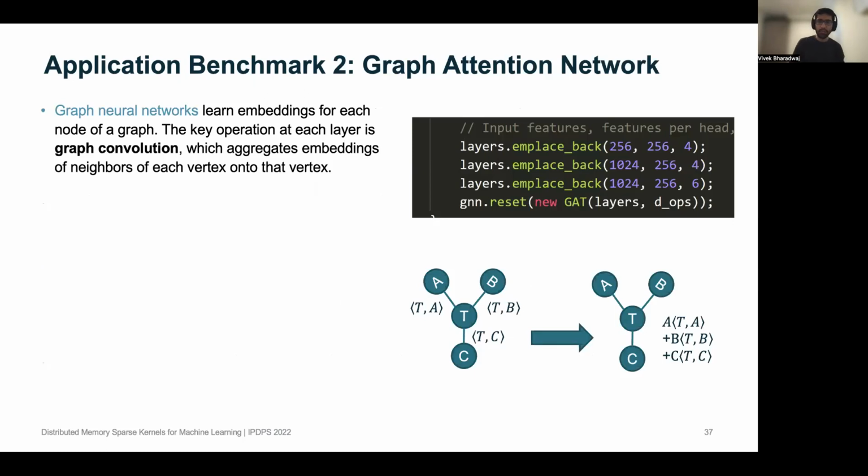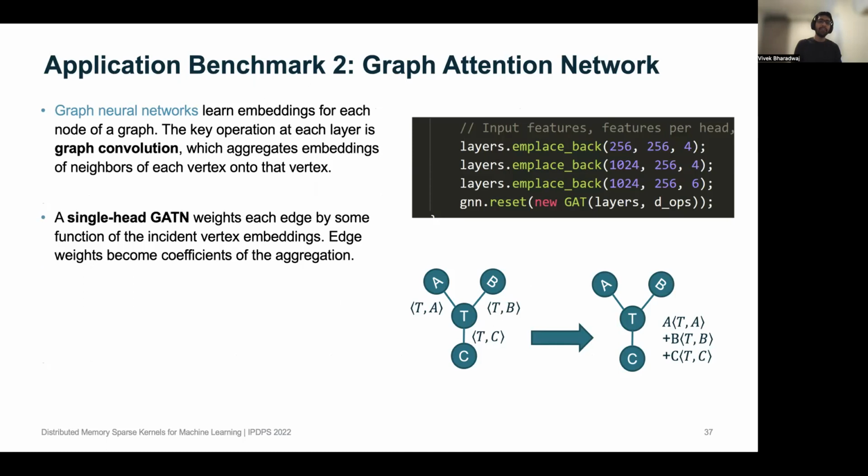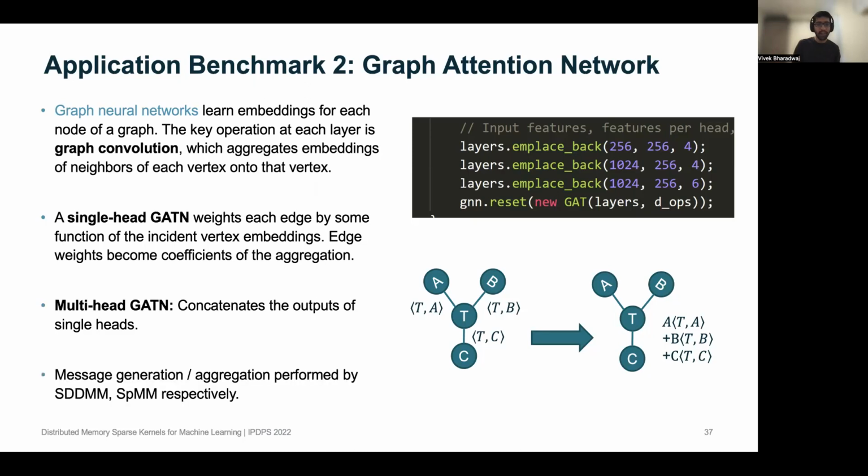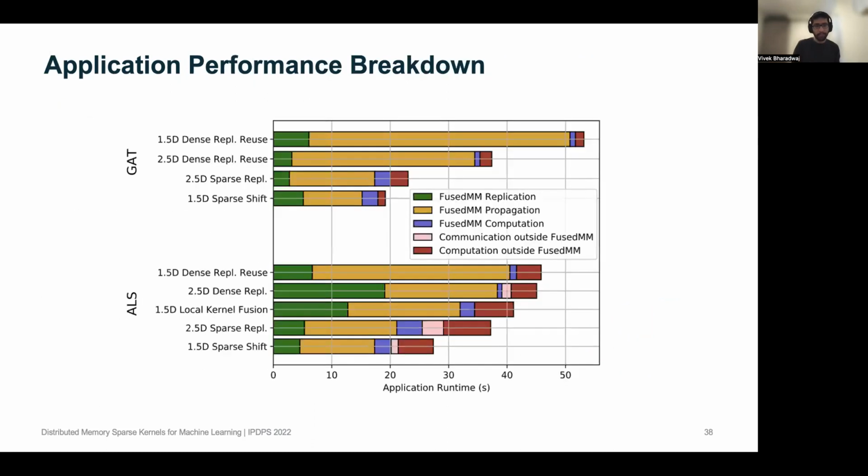The second application that we tried was a graph neural network with self-attention. So graph neural networks learn embeddings for each node of a graph. The key operation is graph convolution, which is this aggregation primitive that is exactly SpMM. And a single head graph attention network weights each edge by some function of the incident vertex embeddings. So these edge weights become coefficients in the aggregation, and you'll notice that this is just a modified sampled dense matrix multiplication. A multi-head graph attention network concatenates the outputs of single heads, and we perform message generation and aggregation using SDDMM and SpMM. So here is the performance breakdown for our algorithms.